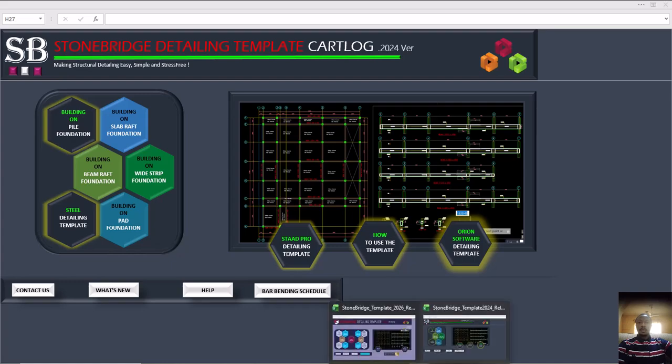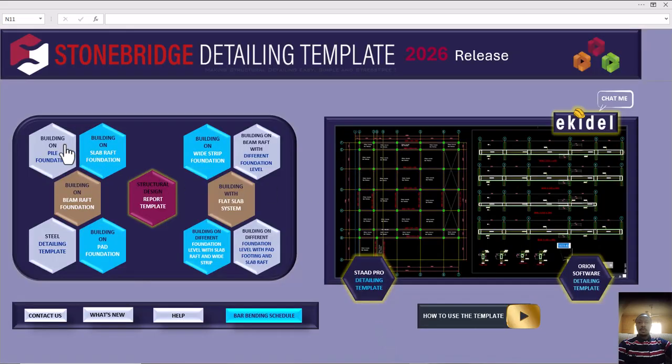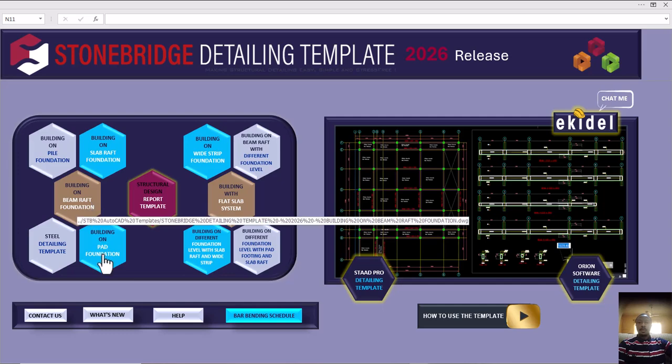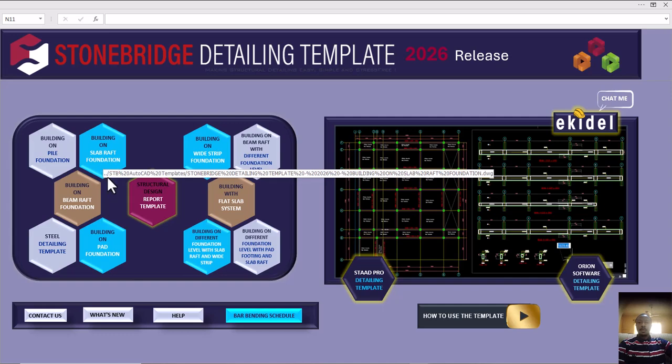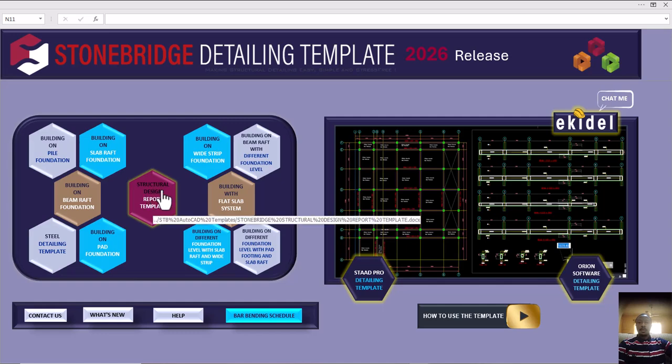So let's now go for 2026. You can now see that we also have building on pile foundation, building on slab raft, building on beam raft, building on pad foundation, steel, and all that, just like what we have in the 2024. Now coming to the additional thing that has been added. If you also look at this one now, we have a structural design report template. Can you see it now? How your template should be in terms of a report. We also have it here, which we don't have in 2024.